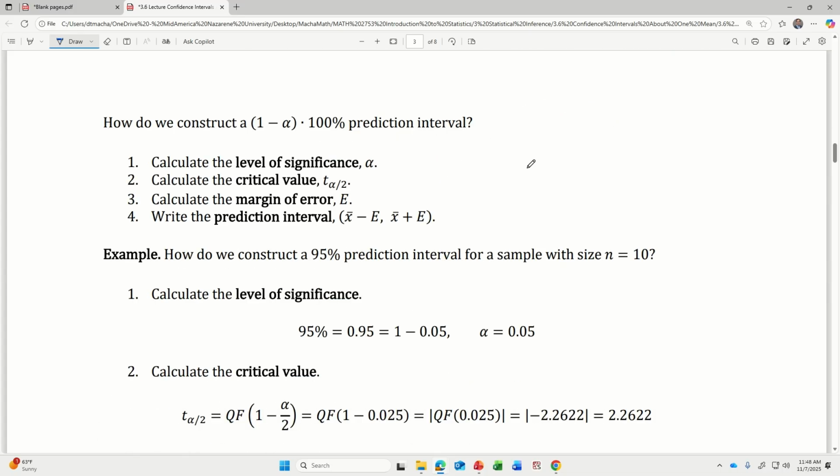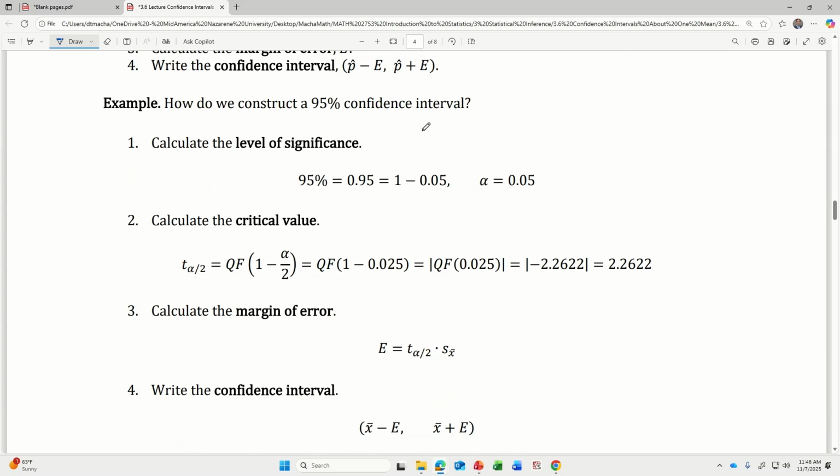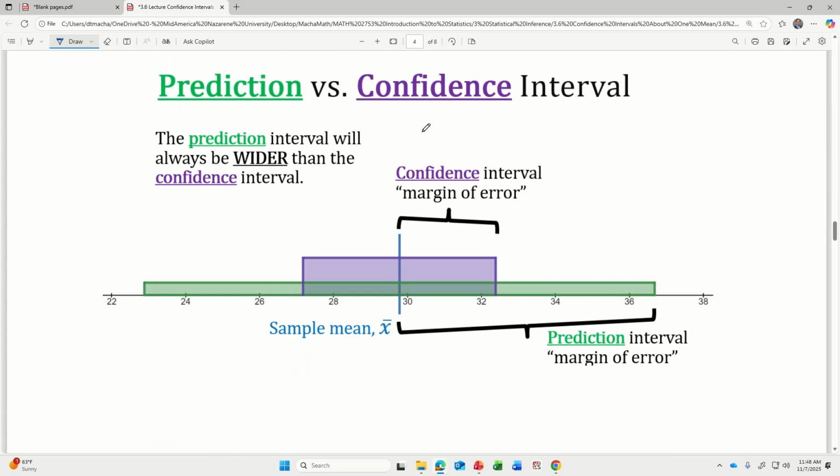Okay, so did we talk about constructing a prediction interval? I think we did. We talked about the prediction interval. We talked about the confidence interval.